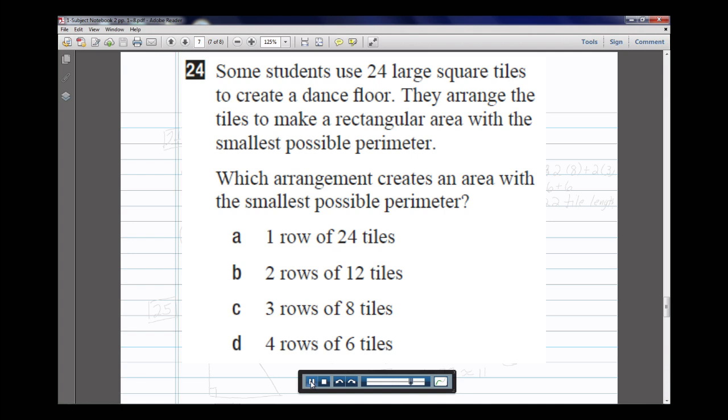Now we'll take a look at multiple choice number 24. You could sketch this out and think about it, but I'll go through how to do it using the formulas. Some students use 24 large square tiles to create a dance floor. They arrange the tiles to make a rectangular area with the smallest possible perimeter. Which arrangement creates an area with the smallest possible perimeter?